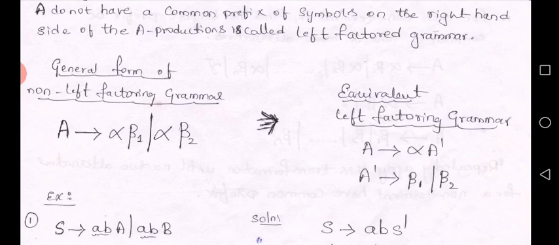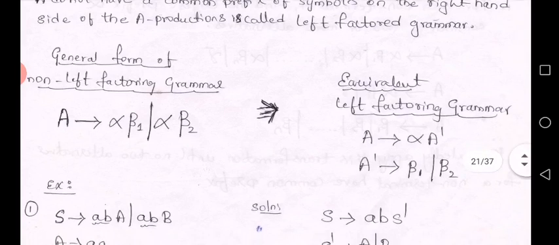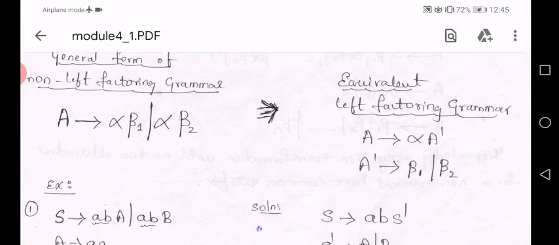How can it be? See, what is the production we are using? A derives alpha beta 1, or else alpha beta 2 we are using. But here we are changing it as what? A derives alpha A1, that's it. When we have two possible values, we can check the prefix and make it as 1. Make it only one possible value for capital A. So in case of non-left factoring grammar, we had two different possible values for A, that is converted to one possible value over here.